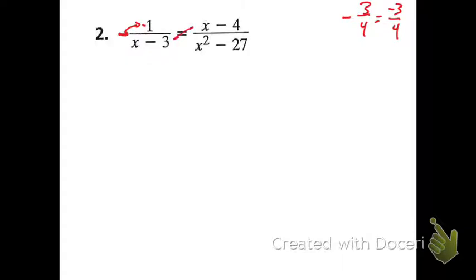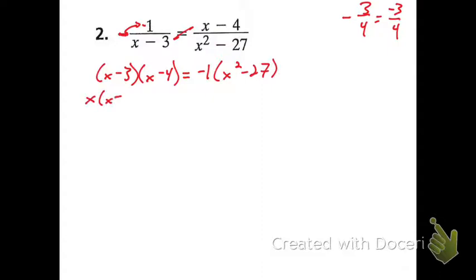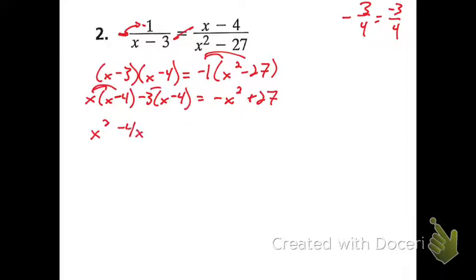I'm going to multiply these two, so (x minus 3) times (x minus 4), and that's going to equal -1 times (x squared minus 27). So now I'm going to double distribute: x times (x minus 4) minus 3 times (x minus 4) equals negative x squared plus 27 when you distribute the negative. So this is going to be x squared minus 4x minus 3x plus 12. And that's still equal to negative x squared plus 27.